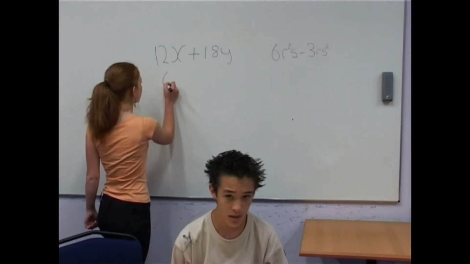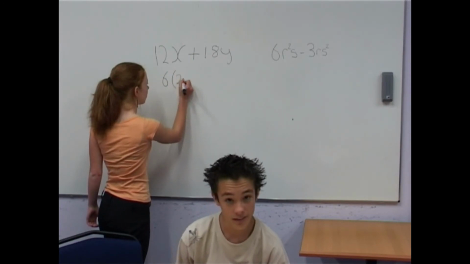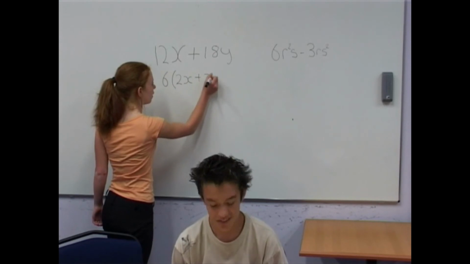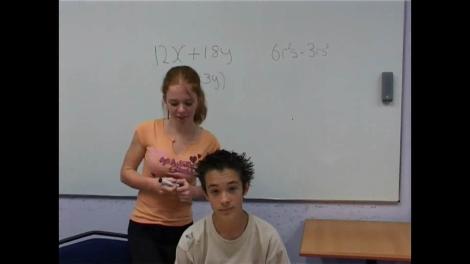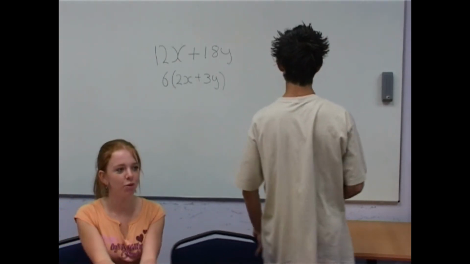So 6 goes outside the bracket. Inside the bracket, 2x plus 3y. This is because 6 goes into 12 2 times, and 6 goes into 18 3 times. Thank you for calling, Tony. Now we have our next caller on the line, Becky from New York.